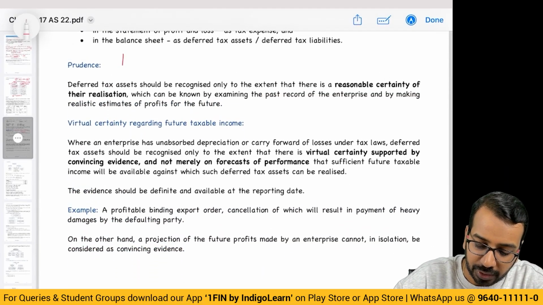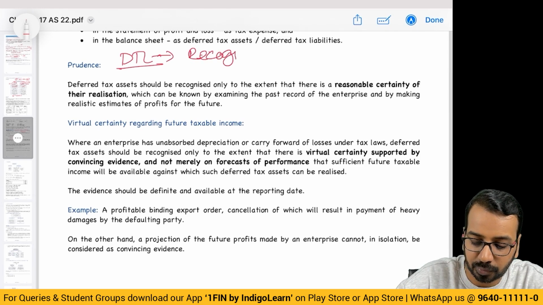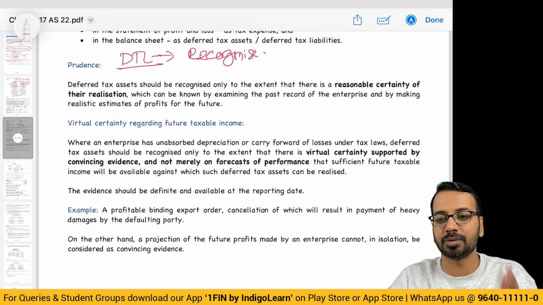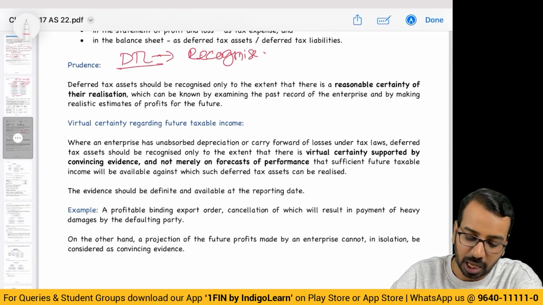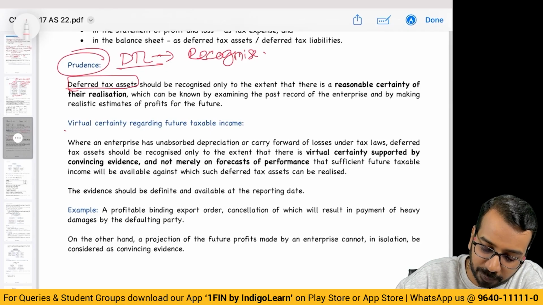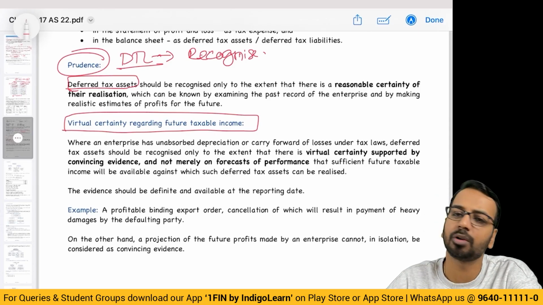Now, when it comes to DTL, whatever the DTL is, you will directly recognize it, because you are creating an expense. When you are charging an expense, you directly recognize it. But when it is a DTA, you have to apply the concept of prudence and check virtual certainty regarding future taxable income. What do I mean by that?